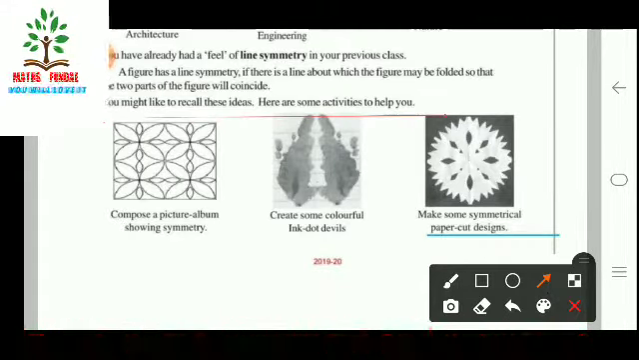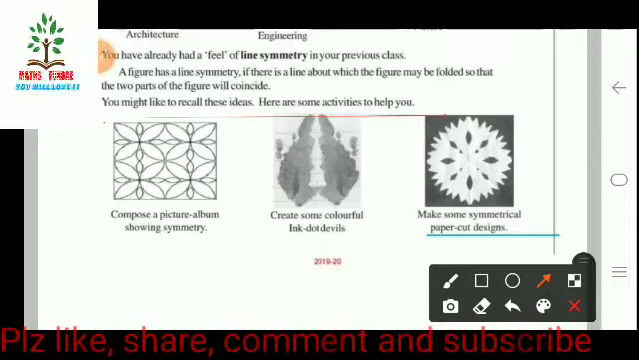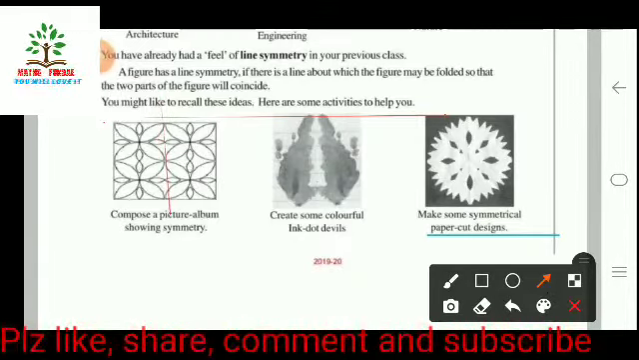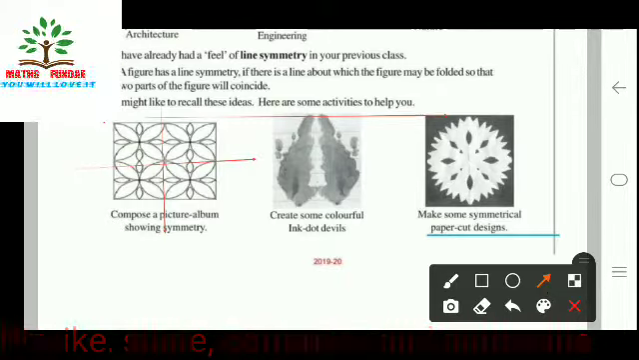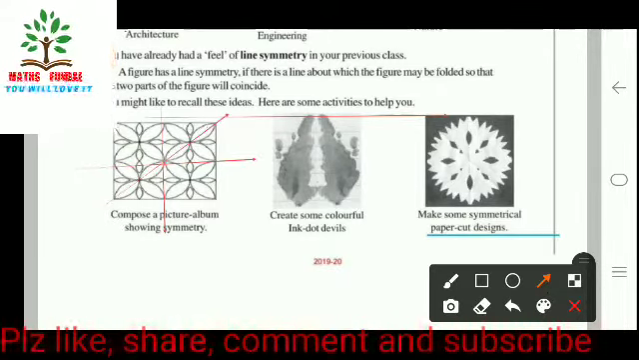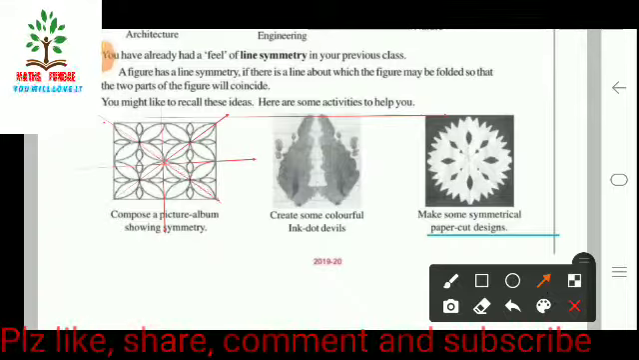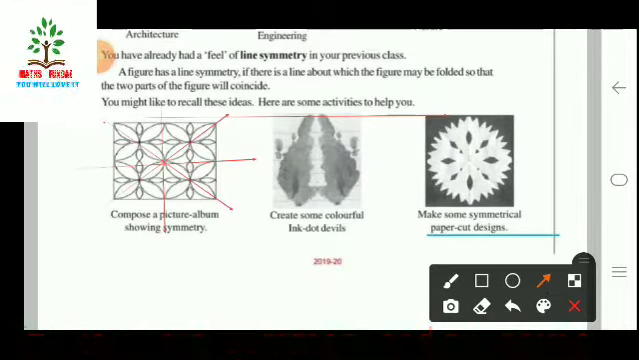You can see here, compose a picture album showing symmetry. You can draw the line of symmetry also, like here you can draw the line of symmetry at this point. You can even draw a line of symmetry like this. A line of symmetry means on both sides of the line we have identical figures.